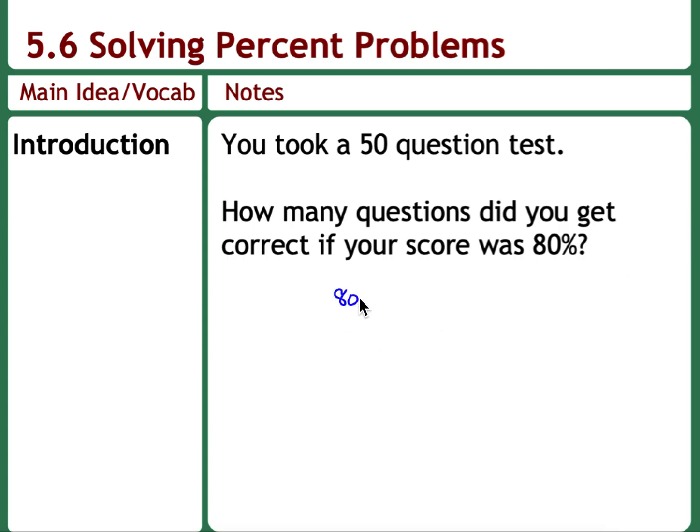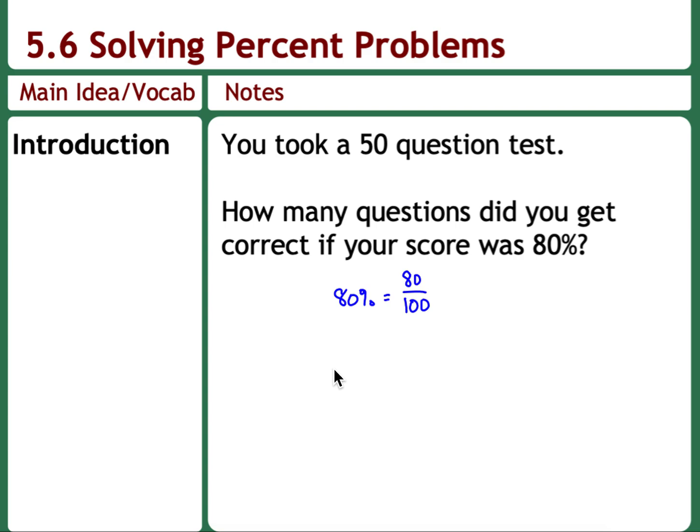We know 80% means that we have 80 per 100. So if you had a 100 question test, you would have gotten 80 questions correct. Now you didn't have a 100 question test. You had a 50 question test. So think about how many questions you would have gotten correct.